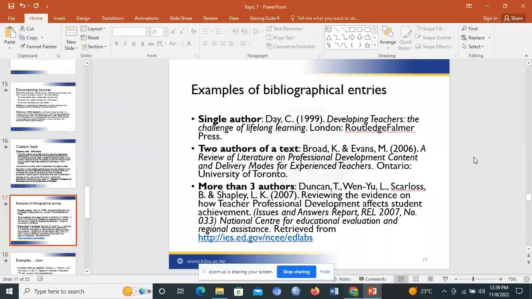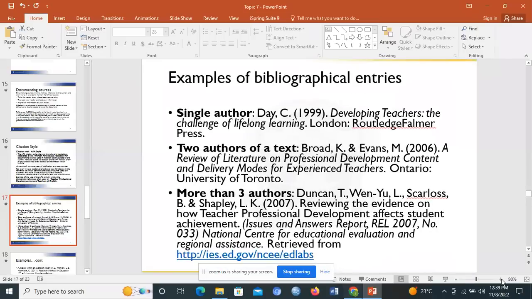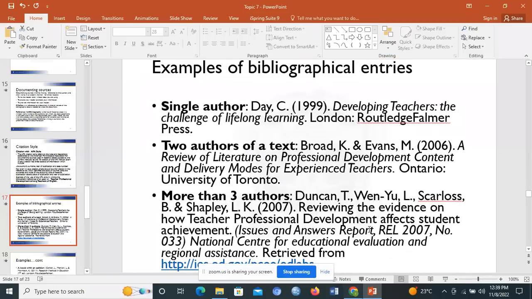Then we'll have the first two authors like this. We have first author Duncan, comma, T, full stop, and then comma. I want you to note that. Let me expand this so you can see it much better. So we have Duncan, comma, T, full stop, comma. That is the first order.